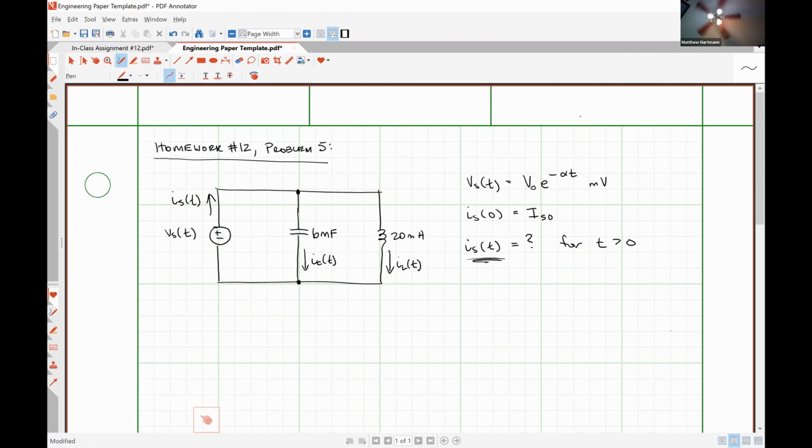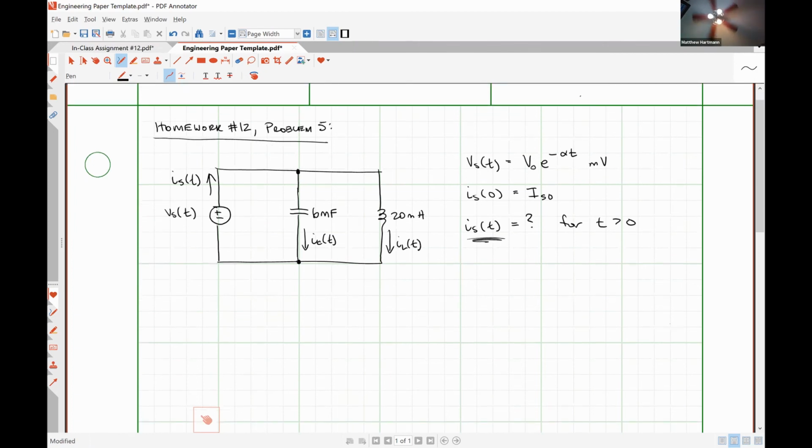Seems fairly reasonable to me. So what I'm going to do is write the Kirchhoff's current law equation. And I can say that Is of t will be equal to IC of t plus IL of t. Does anybody have any problem with that?